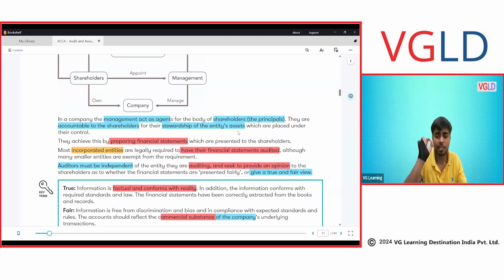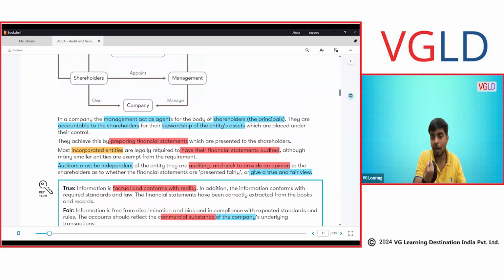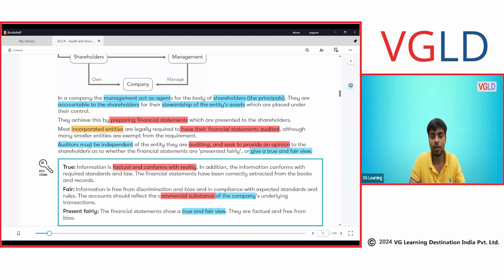I hope the stewardship word is now crystal clear. They achieve this by preparing financial statements. Directors basically show their stewardship by preparing financial statements, which are presented to shareholders. Most incorporated entities, and incorporated entities are what? Those that are registered as per law. So a company is registered as per companies law.